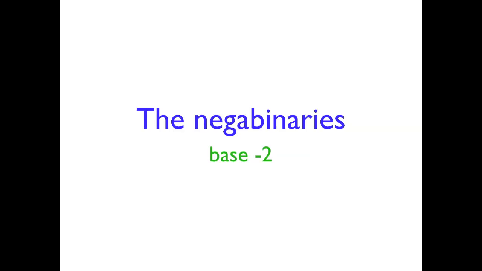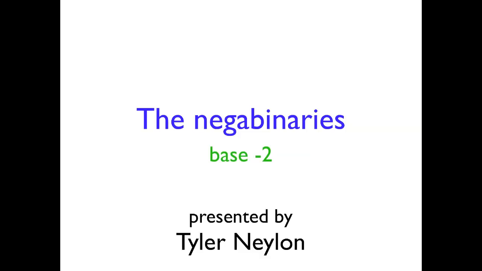Hello, this is a quick introduction to the Negabinaries, which is a base -2 representation for numbers. And I'm going to assume that you know what base means for representation of numbers. Normally we write base 10, and this is about base -2. It's interesting because it's negative. My name is Tyler, and I'll be presenting this.